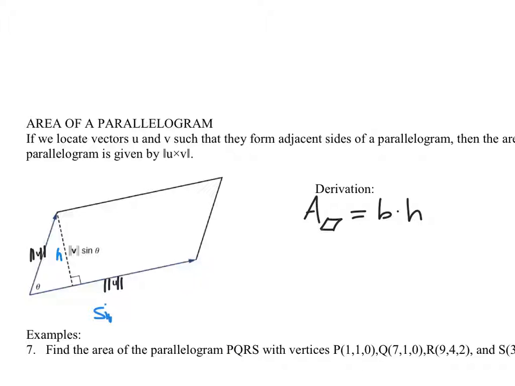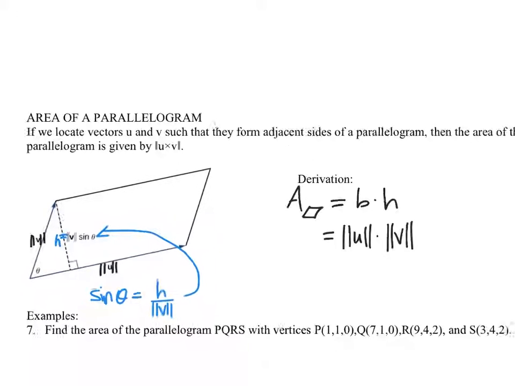Sine of theta is equal to opposite over hypotenuse. And so that actually gives you v times the sine of theta. So h, which you define as your height, is really the magnitude of v times the sine of theta, just by knowing simple unit circle trig, SOHCAHTOA kind of stuff. All right. The length of the base is equivalent to the magnitude of u. The height is the magnitude of v times the sine of theta.